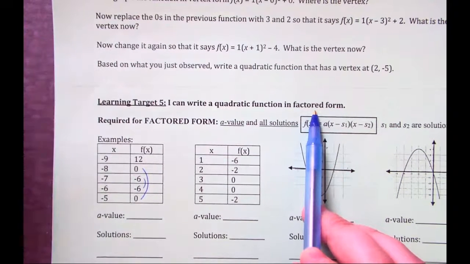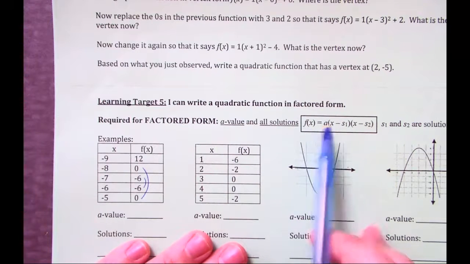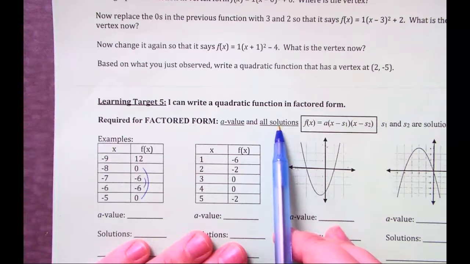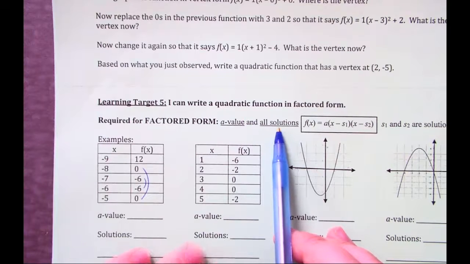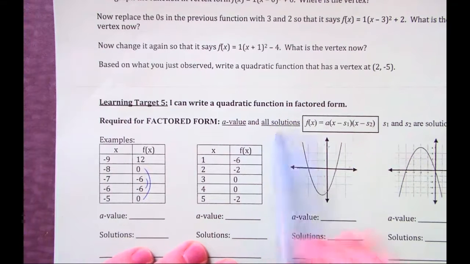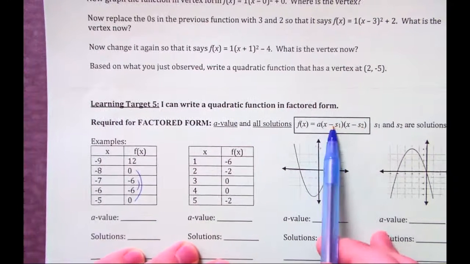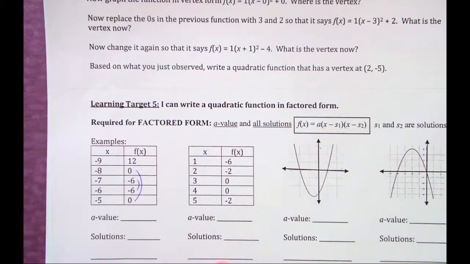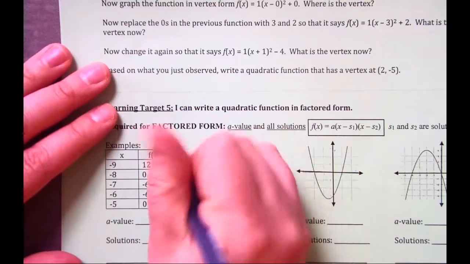For factored form, you need the value of a again. That's going to go here. And then you need all of the solutions, which in a quadratic function is either going to be one solution or two solutions. So you need all of the solutions, and then their solutions are going to go here and here. Remember again that this minus sign is going to mean that in the function, it's going to look like the opposite of what it actually is as a solution. So let's get started.